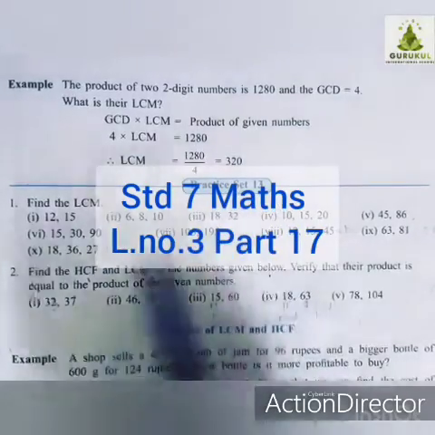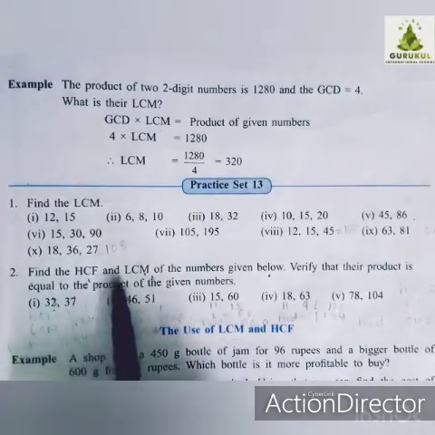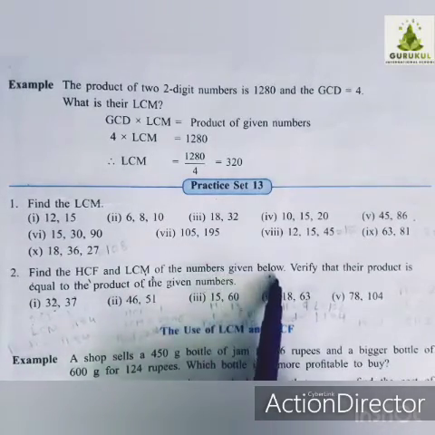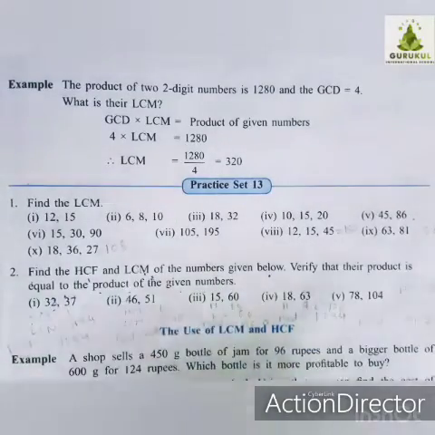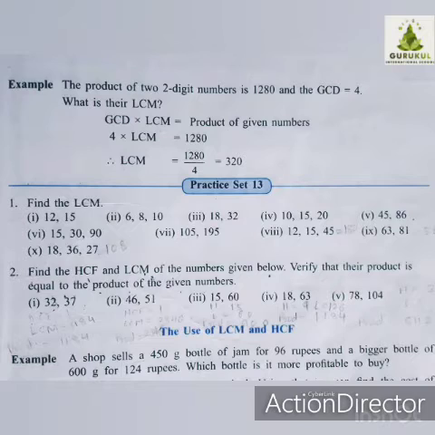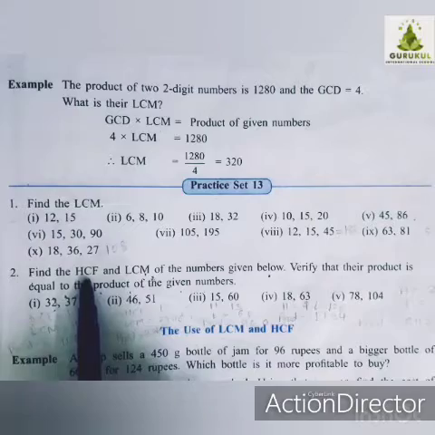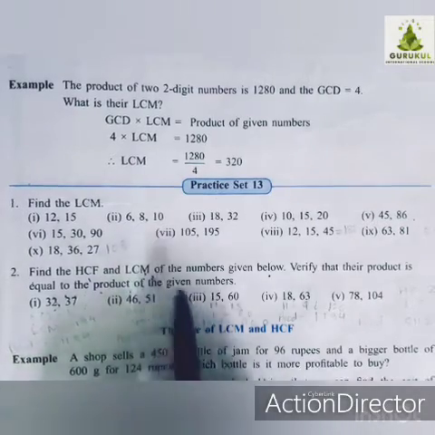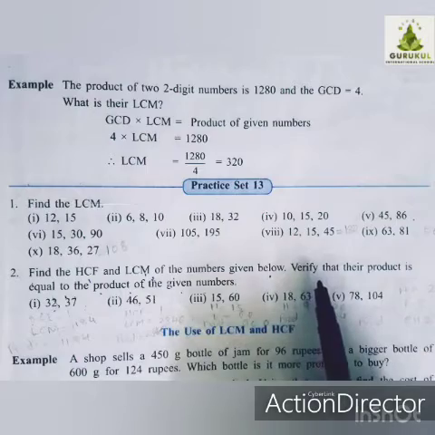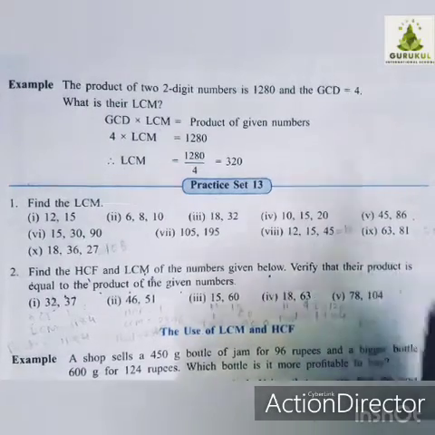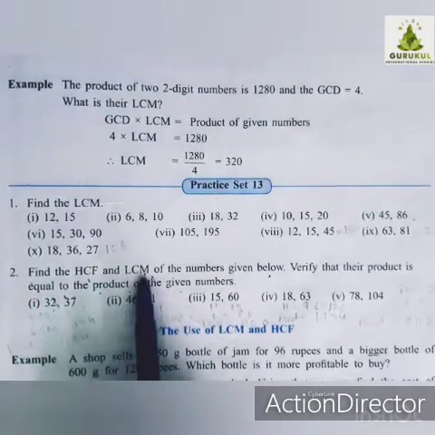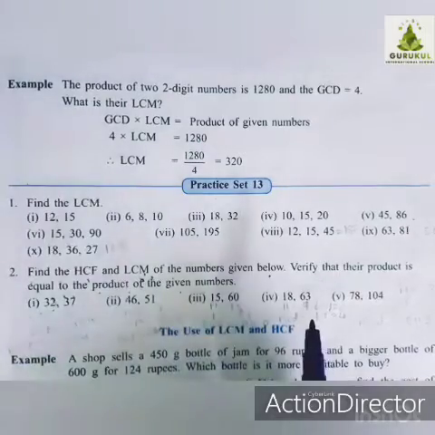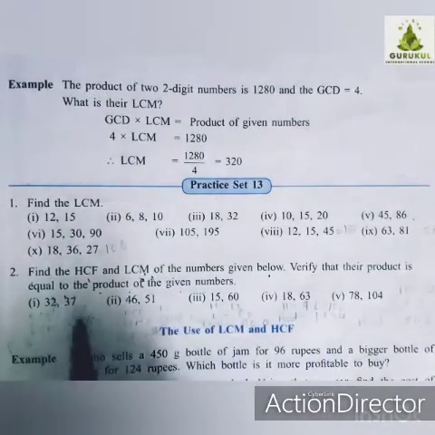In practice set 13, question number 2 is: find the HCF and LCM of the numbers given below. Verify that their product is equal to the product of the given numbers. Till now we have found LCM and HCF individually. Here we have to find both together and then verify. Verify means we check that the product of HCF and LCM is equal to the product of the given numbers.